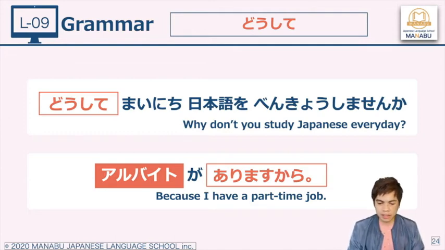So, he answered, "Arubaito ga arimasu kara." So, once again, we attach the particle "ga" to the object, "arubaito ga," then the verb "arimasu." Then, we attach "kara" to make it our reason. So, "arubaito ga arimasu kara," because I have a part-time job.